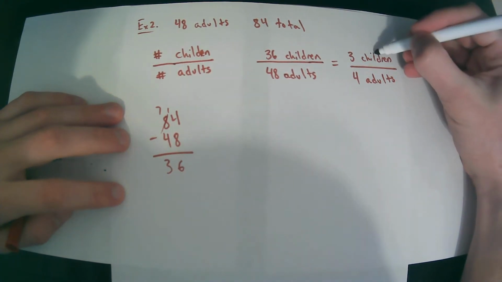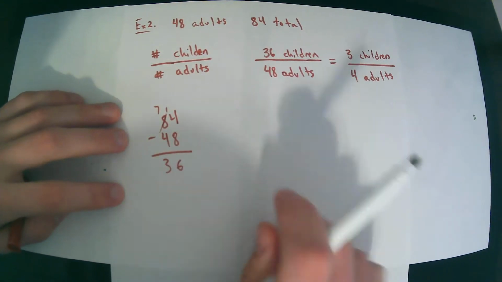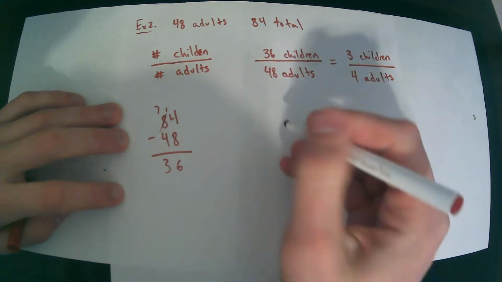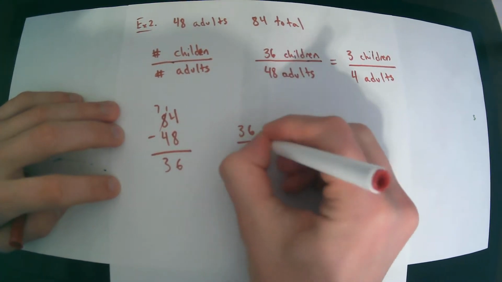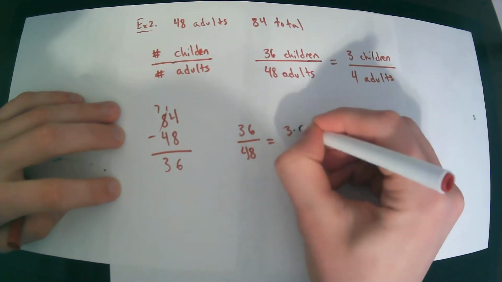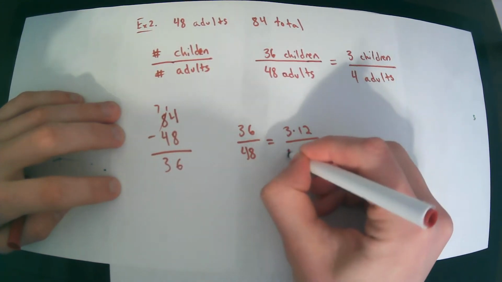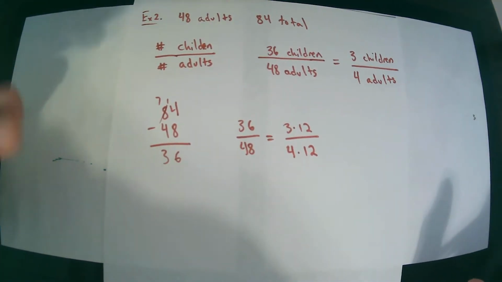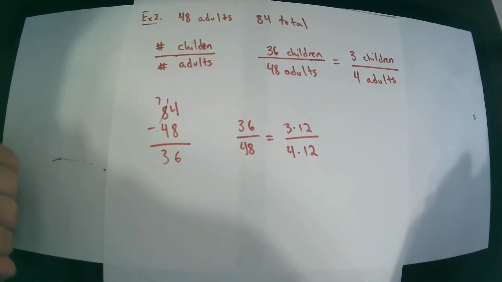Okay. And if you don't recall, I'll very quickly go over how I got 3/4 out of 36 over 48. Just real quickly with the numbers here. I know that 36 can be written as 3 times 12. I know that 48 can be written as 4 times 12. So you've got to know your factors. If you want to be able to simplify fractions, you've got to know your factors.